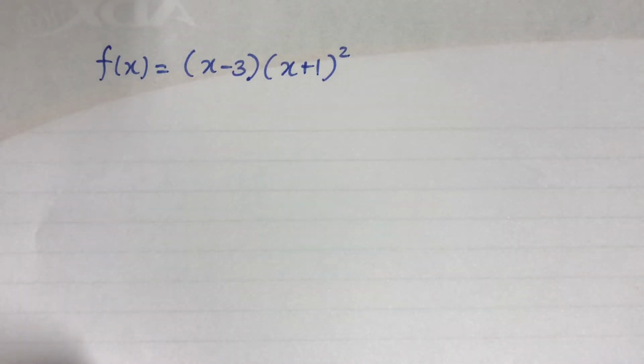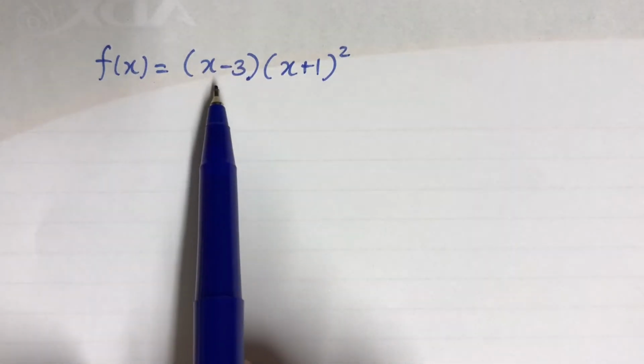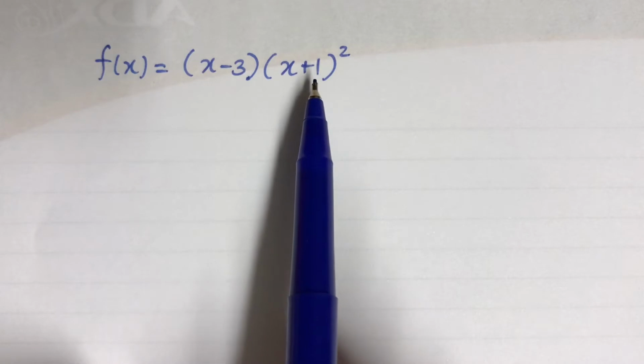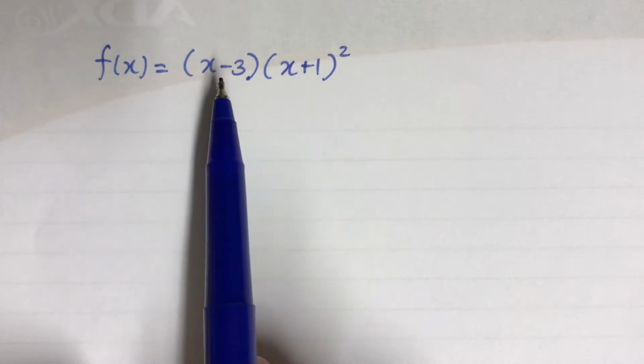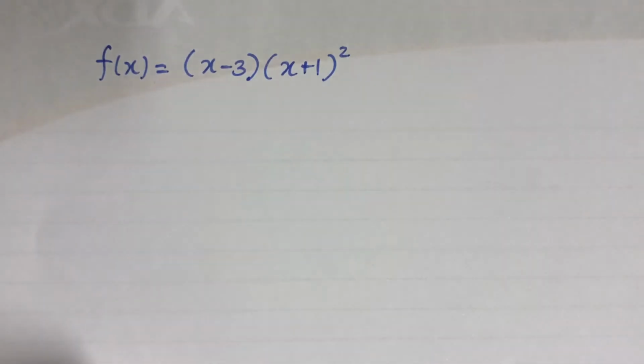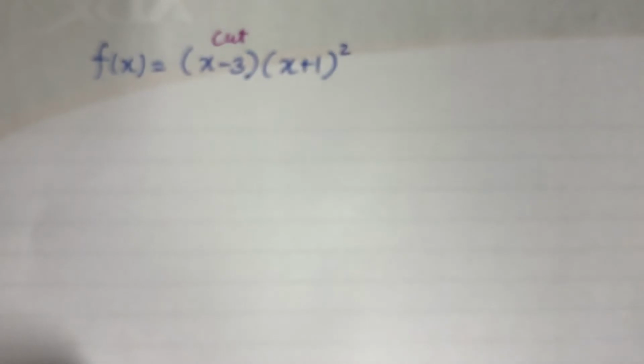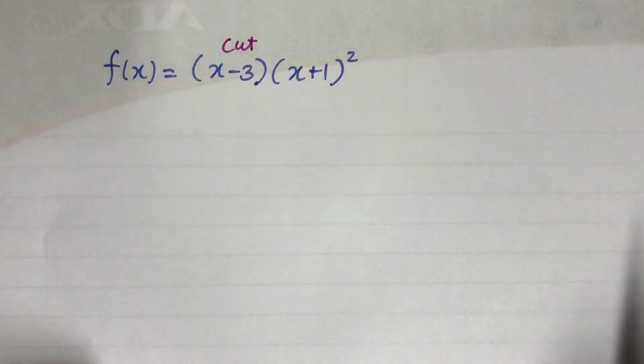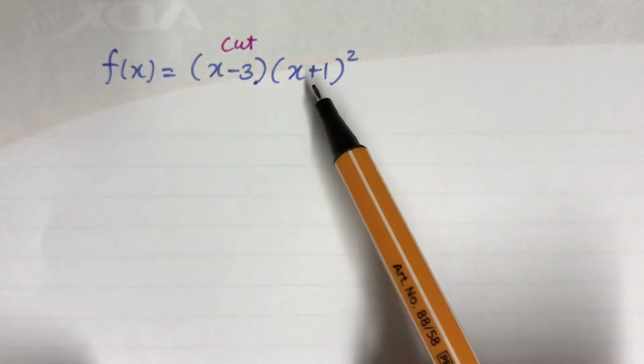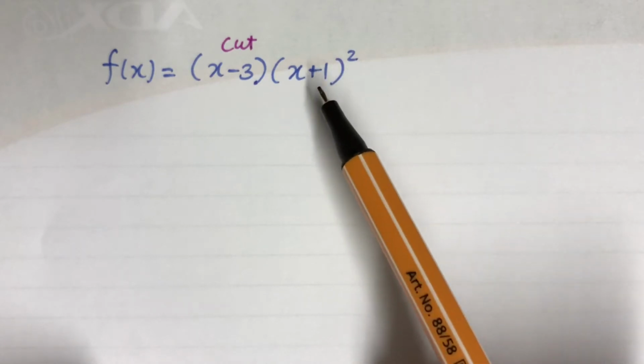Okay, so this one is f of x equals the linear factor x minus 3, and it's quadratic. So this one will cut through, okay? You have to remember, when it's linear, it actually cuts through the x-axis. And if it's squared, it actually touches, but it doesn't cut through.